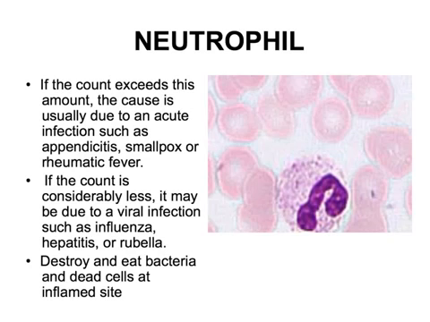If we look at neutrophils and we see an increased number, this would be due to some type of acute infection. It could be appendicitis, it could be a type of rheumatoid fever. If it's less, then we may be looking at something such as the flu or hepatitis or rubella. But as we see, these are the cells that will destroy and eat bacteria and dead cells wherever we have an inflamed site.